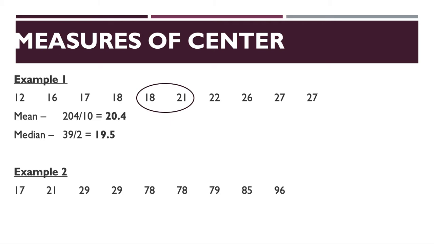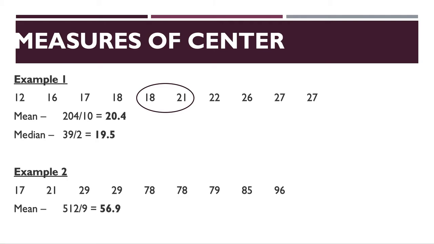Let's look at another example. In this case, I have 9 data values. So to find the mean, I'll first add up all 9 of these values. I end up with 512. When I divide by 9, I get 56.9, which is my mean.